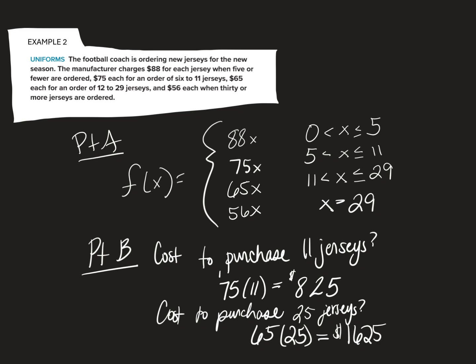And then we want to evaluate the function at f of 29. So there's 3 problems here that you should have written down. The cost to purchase 11 jerseys, the cost to purchase 25 jerseys, and then you should do f of 29. So the question is, which of these formulas do I use? Do I use this formula, 65 times 29, or do I use this formula, 56 times 29? Which one of these is equal to 29? And that would be this one. So you're going to use the 65 times 29 to evaluate that function. So it'd be 65 times 29. And that is $1,885. So f of 29 would be $1,885. And those would be the answers to those questions.